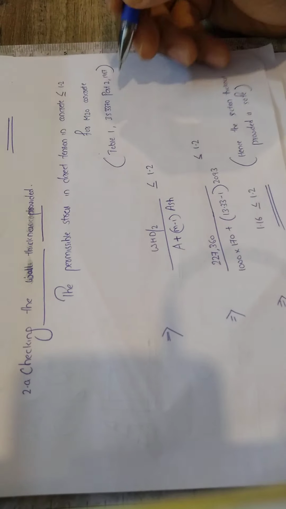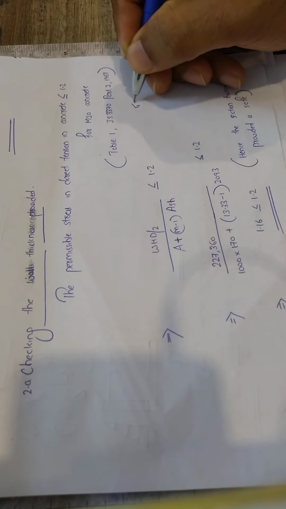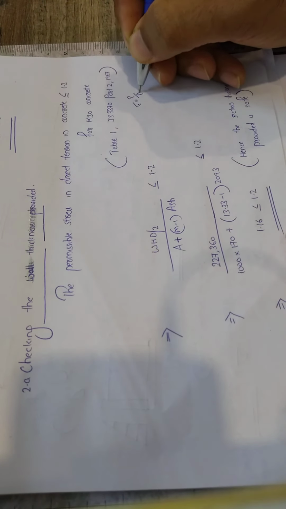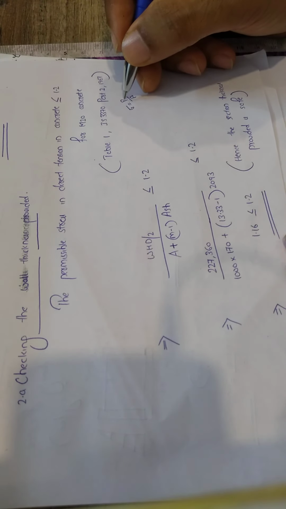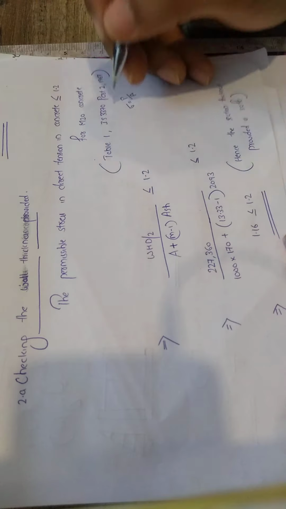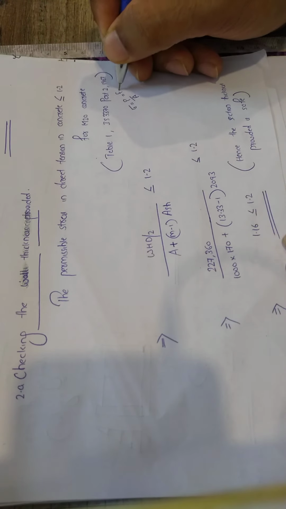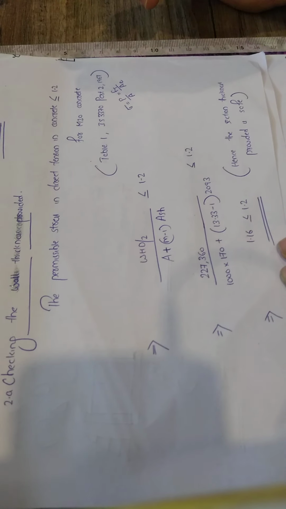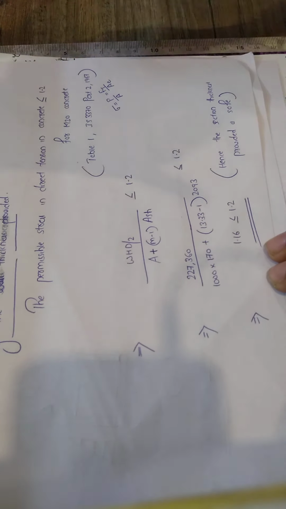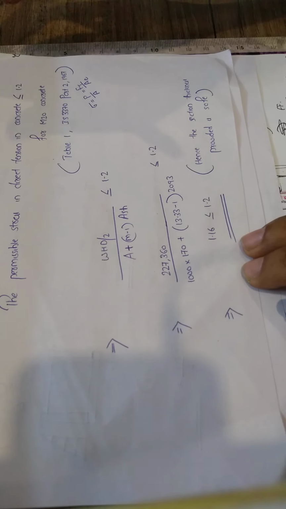The stress is nothing but, what is stress? Stress is nothing but force by area. Here in this case the force means your hoop tension. Here the force is nothing but the hoop tension, and area is nothing but the equivalent area. This equivalent area also we have discussed in the previous video.